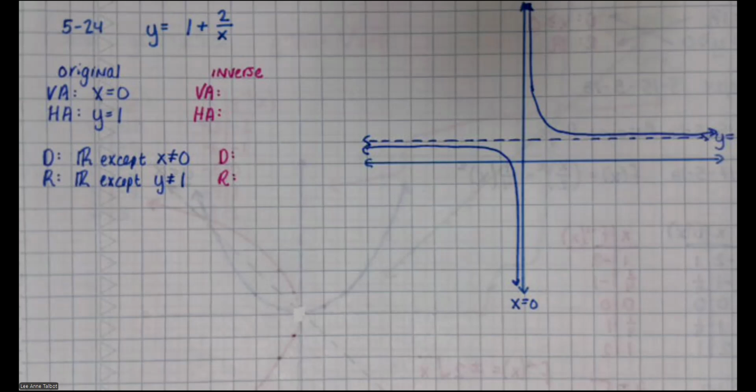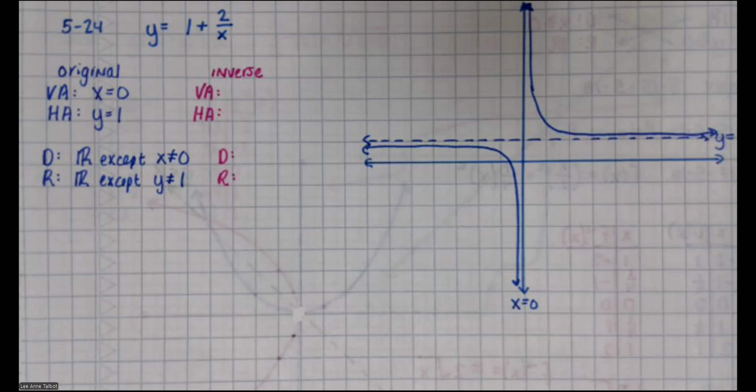Now, you guys know enough about inverses probably to wing this problem. What do you suspect, just from the knowledge of what inverses do, is going to happen to the vertical asymptote on the original? It's going to become the horizontal asymptote on the inverse. And then the horizontal asymptote on the original is going to become the vertical asymptote on the inverse. They'll flip. And then the domain and range will also flip. Okay, you know all that stuff.